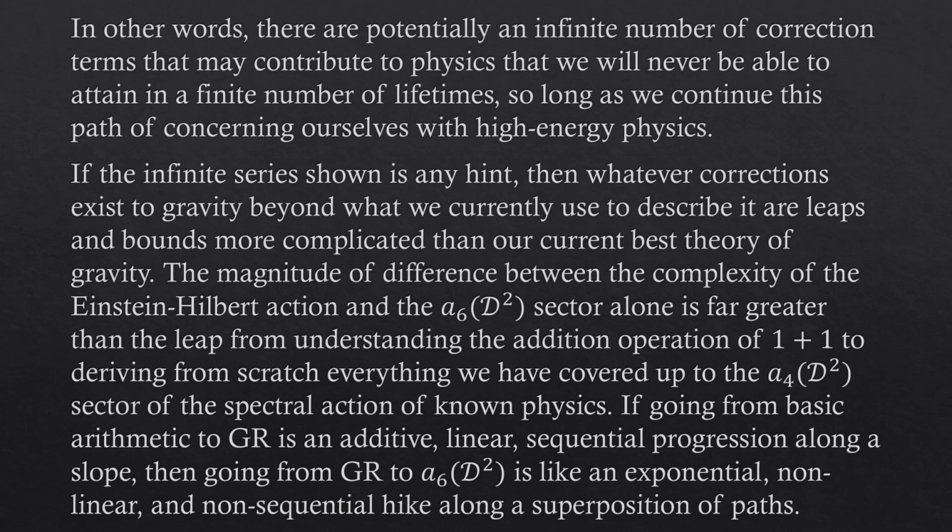But if going from basic arithmetic to general relativity, or even all of known physics through the standard model with general relativity, is considered an additive linear sequential progression along a slope, then going from general relativity or the standard model to A sub 6 is like an exponential, nonlinear, and non-sequential hike along a superposition of paths.